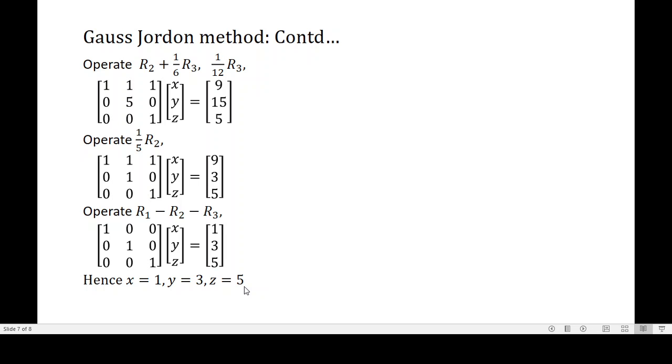Therefore, solution is obtained using Gauss Jordan method. So, Gauss Jordan method is a modification of Gauss elimination method, where we reduce the coefficient matrix to a diagonal matrix and the unknowns are found easily. Okay. So I hope you have understood Gauss Jordan method. This is also one of the direct methods to find the solution of system of linear equations, simultaneous equations.